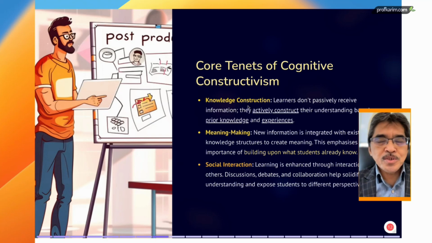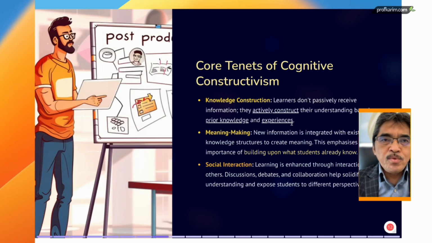One is knowledge construction. Learners don't passively receive information. They actively construct their understanding based on prior knowledge and experiences. So this is what we want to achieve. The way we design our course and our lesson is in such a way that we design the learning activities, and of course we align these learning activities with the learning outcome. This is part of the constructive alignment in our course.